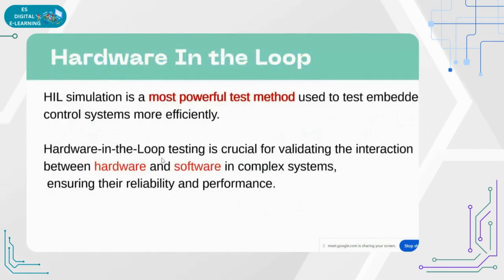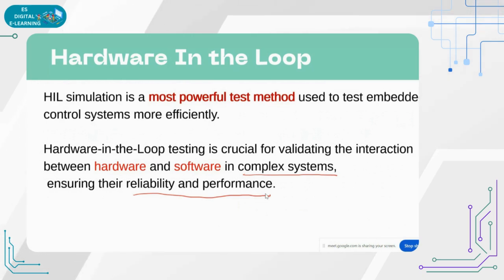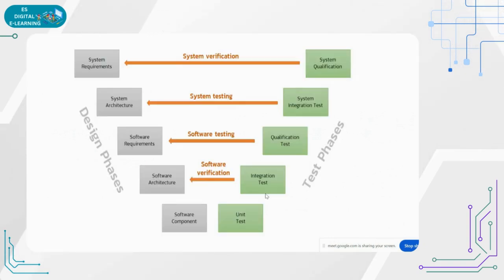Next, coming to hardware in loop. As we discussed, HIL simulation is the most powerful test method used to test embedded control systems. It has hardware and software, and because software and hardware together form a complex system, we need to check the performance and reliability in it. So this HIL is a mechanism you need to understand. It has complex hardware and software, and we are doing the validation and testing of the software in it.